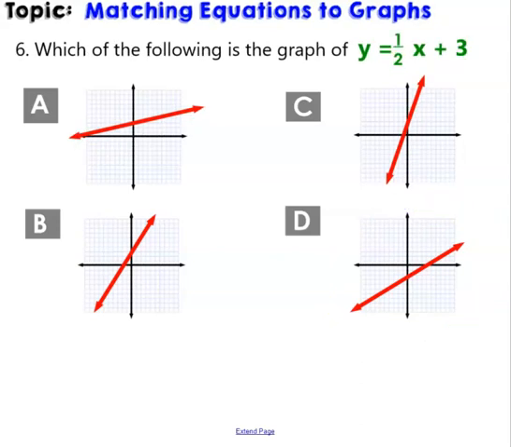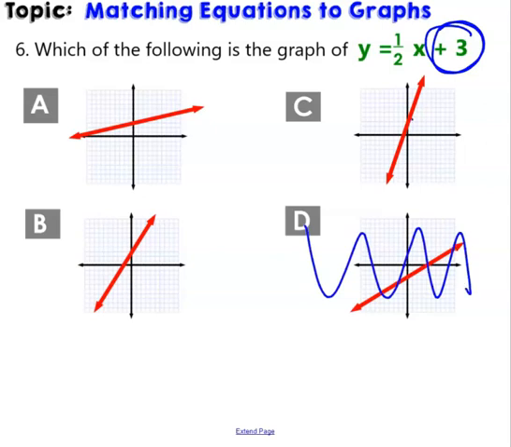Okay, last one. We need a positive 1/2 slope. This is positive, this is positive. These are all positively sloped. So let's take a look at the second clue, which is a y-intercept of 3. This one's out. The rest of these do have a positive y-intercept, and it looks like they could all be 3. So now let's go back to our slope clue.